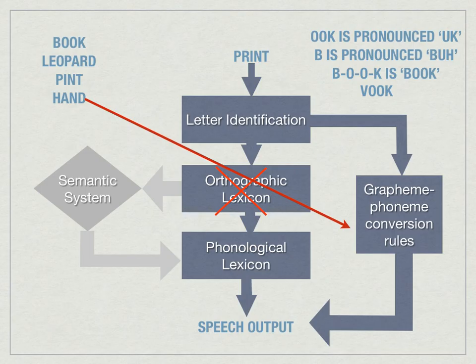And so in this sequence of words, damage to the orthographic lexicon would produce correct performance on book, because book is a regular word. O-O-K is ook, as in book, look, cook, rook, and so on. Leopard is an exception word, so the system, if the orthographic lexicon was damaged, would fail on leopard. Pint is an exception word. The system would read it as pint. And hand would be correct, again, because grapheme to phoneme conversion rules can correctly produce the pronunciation of H-A-N-D.